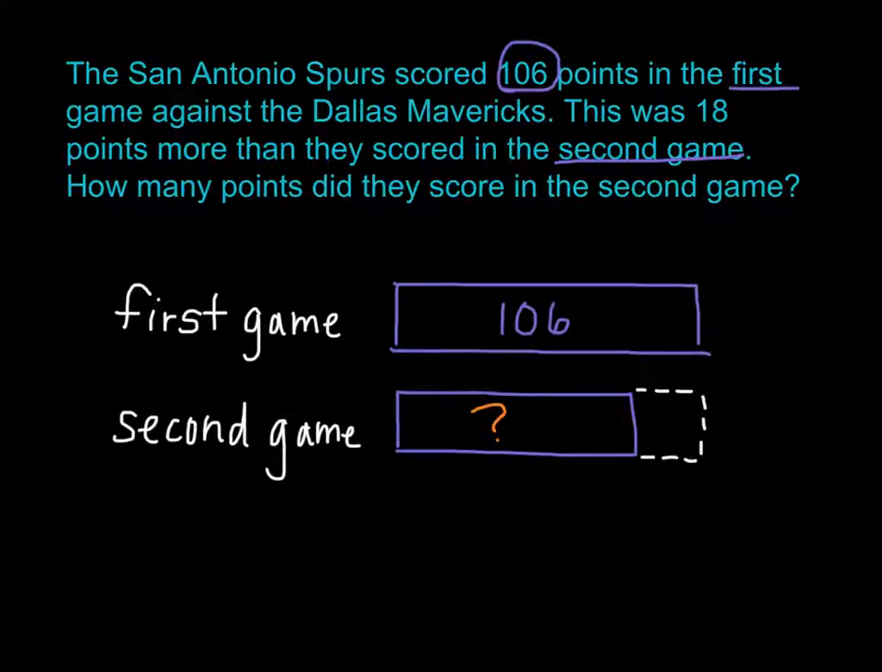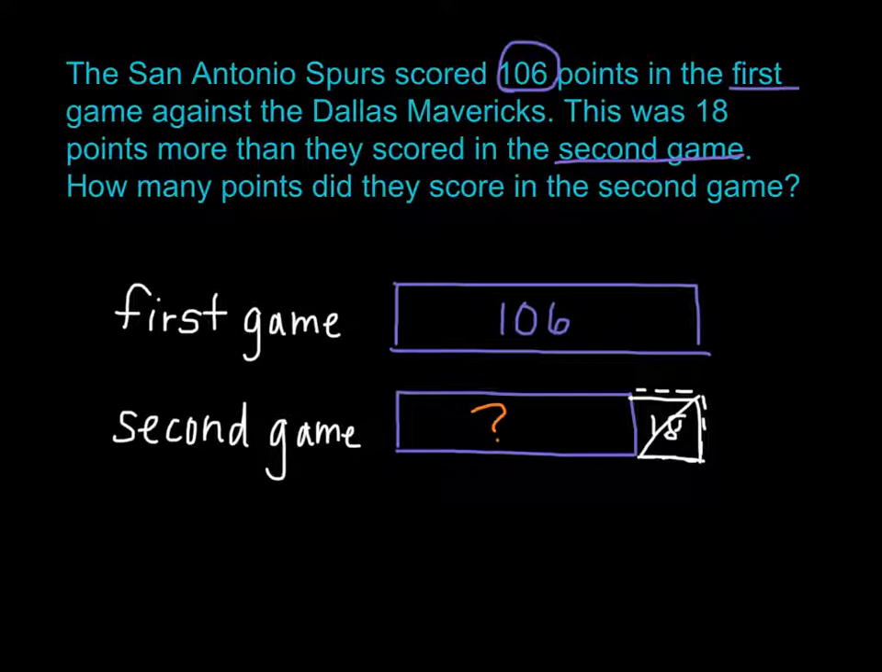So you might see it written like this, or you might see it being a solid block and then marked through to show that it had been subtracted. Those are two different ways you might see a subtraction situation represented with a bar model.